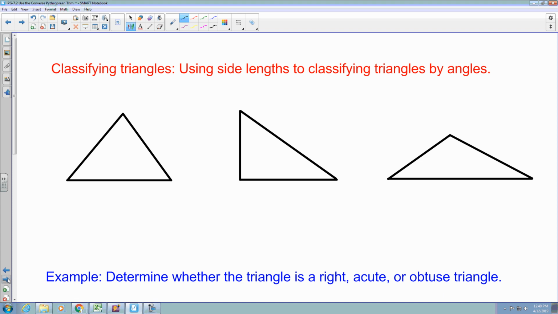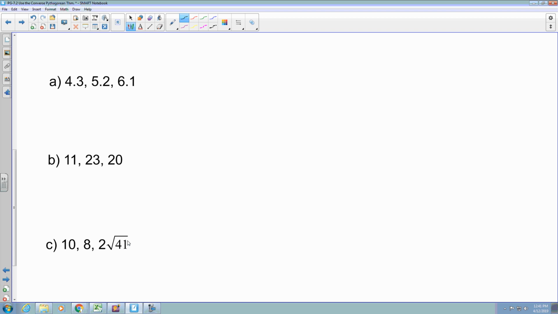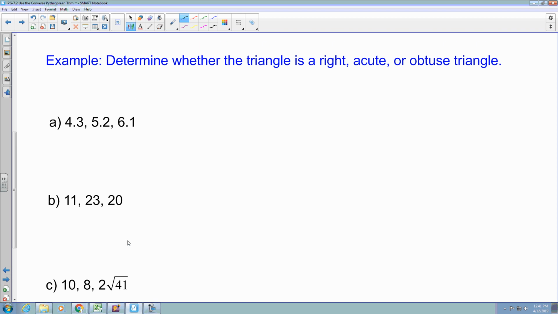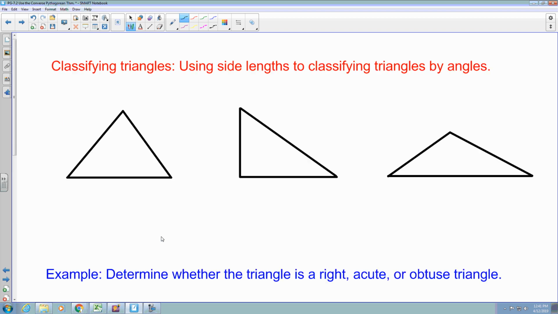Other part of this lesson where we're going to use the Pythagorean Theorem to help us out in classifying triangles by their angles, and also be able to figure them out using side measurements. So if you look here, we're going to try to determine whether a triangle is a right triangle, an acute triangle, or obtuse triangle from these side measurements.